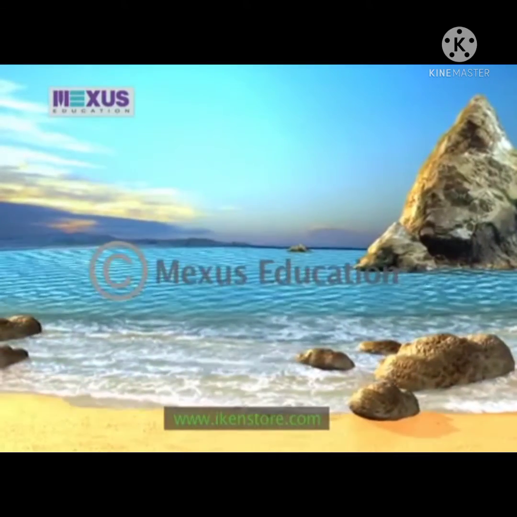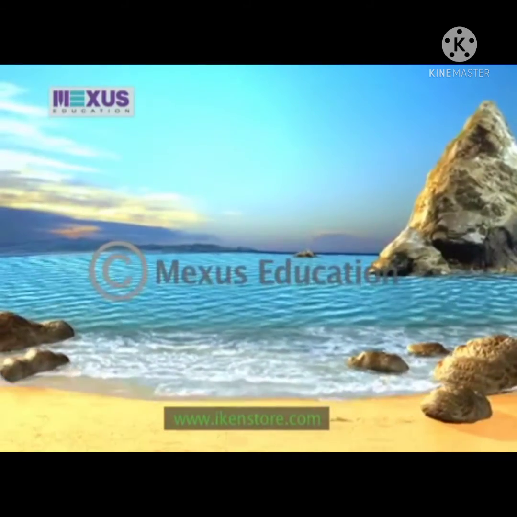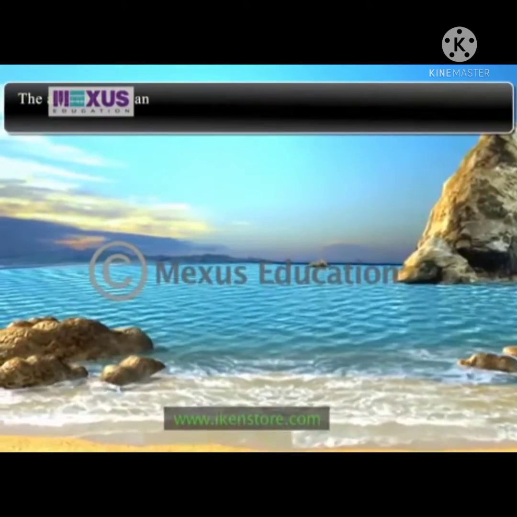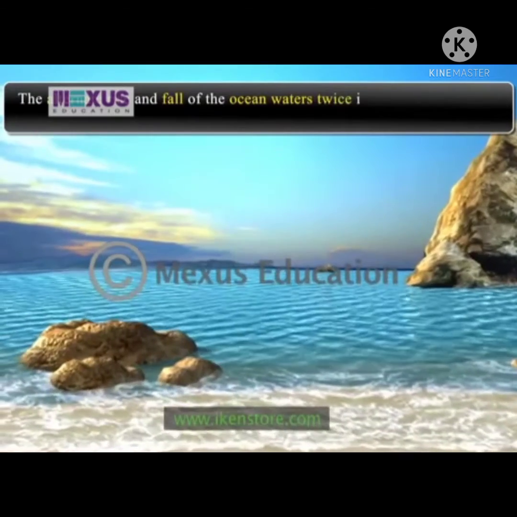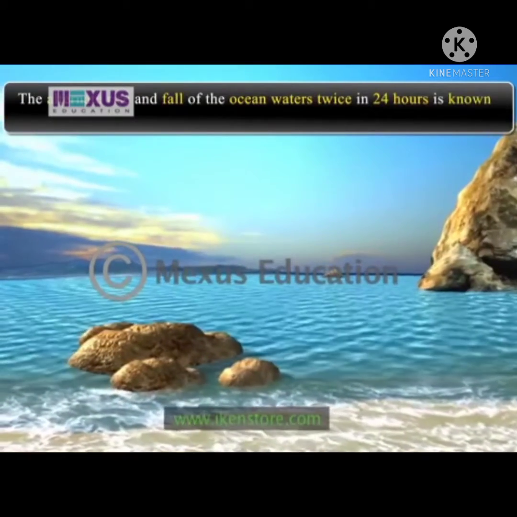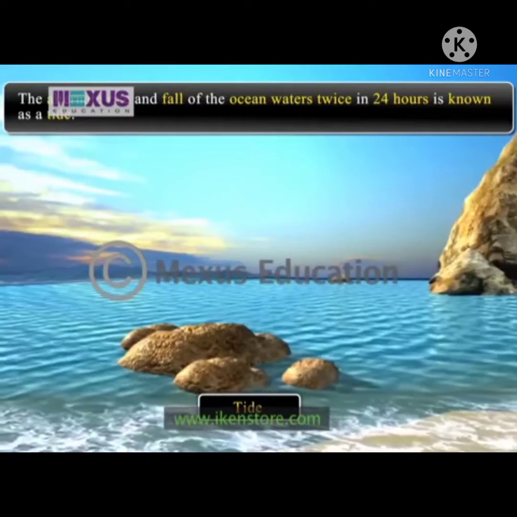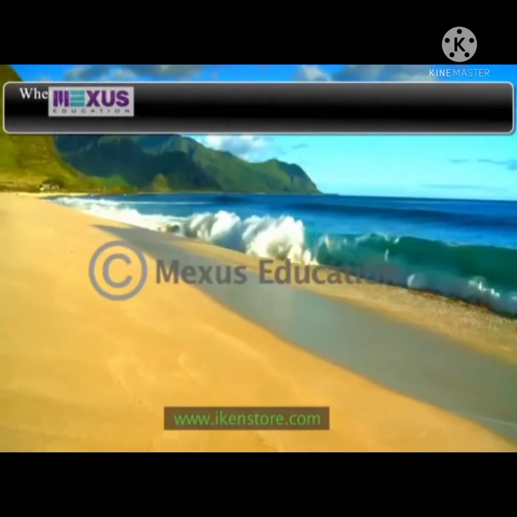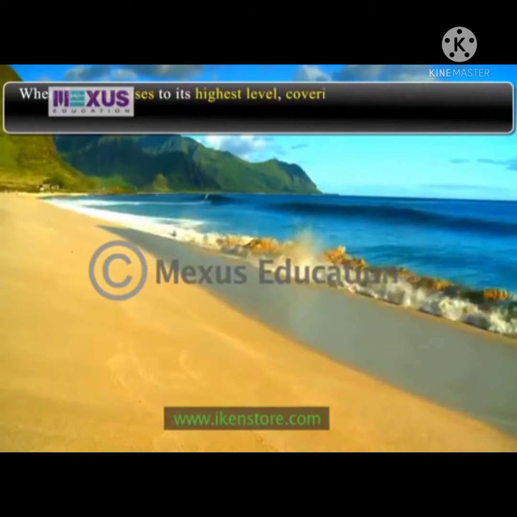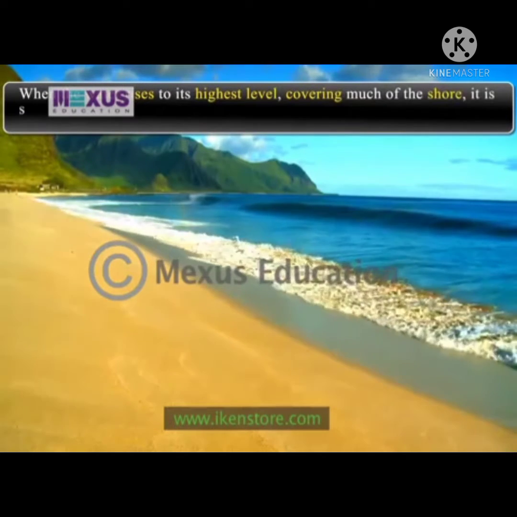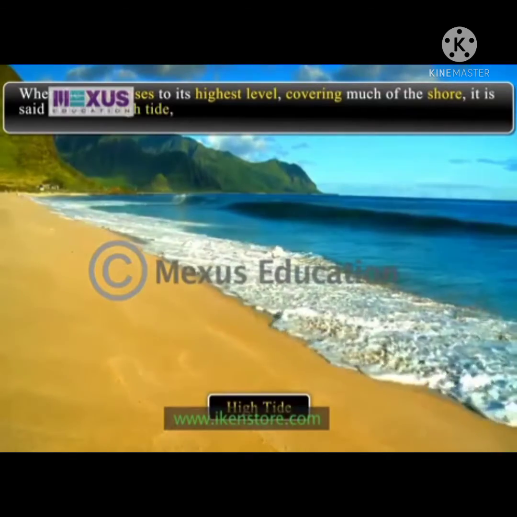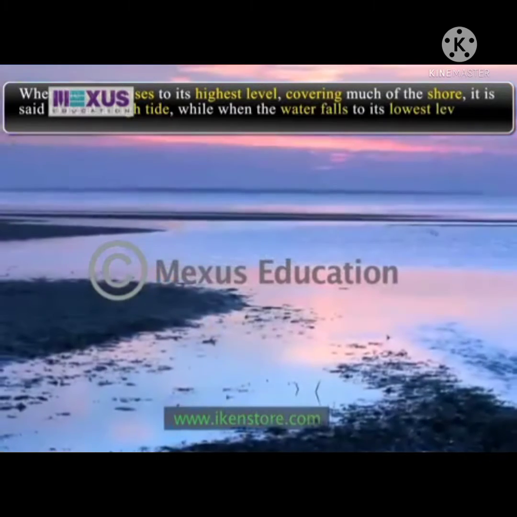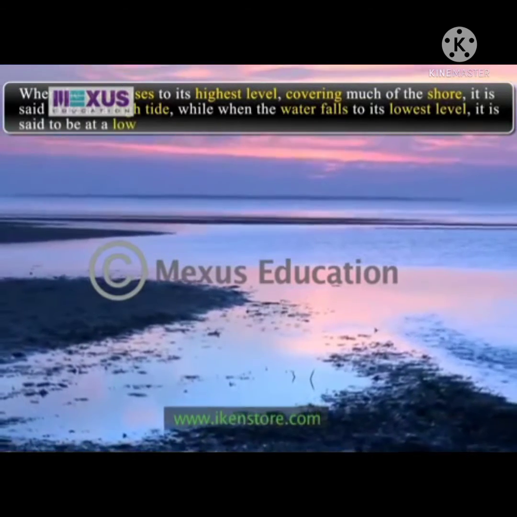The second type of movement that occurs in oceans is called a tide. The alternate rise and fall of the ocean waters twice in 24 hours is known as a tide. When the water rises to its highest level, covering much of the shore, it is said to be at a high tide, while when the water falls to its lowest level, it is said to be at a low tide.